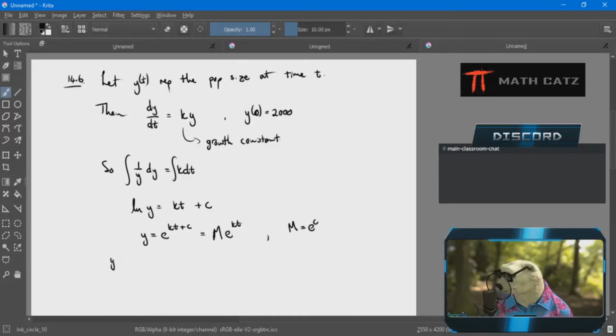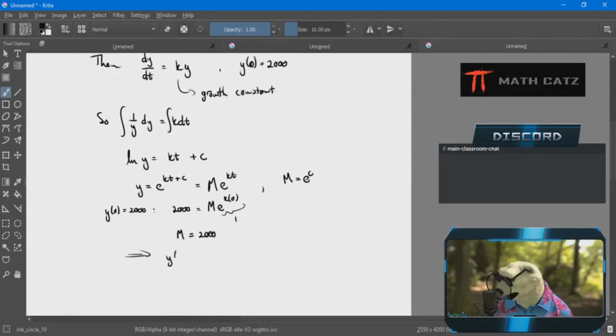Then I use the fact that the initial population is 2,000, plug that in. So it's really just a formality that I can memorize to a large degree. I get 2,000 equal to m times e to the k times 0. Regardless, that's a 1. So m is equal to 2,000. Big surprise, I knew it was the initial population. And so my function is 2,000 e to the kt.